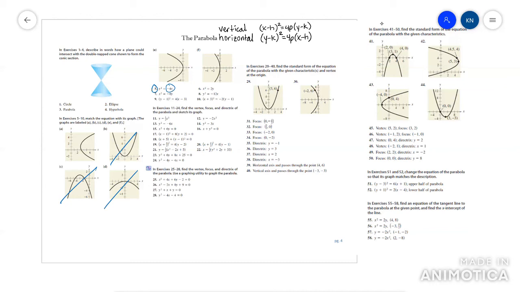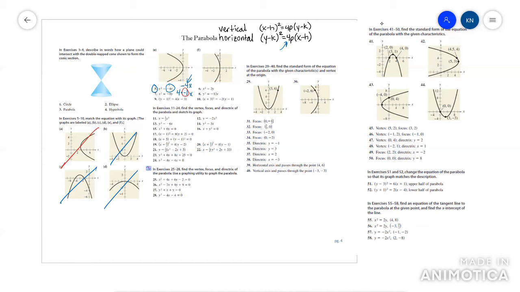That means my p-value: the equation by default is 4 times p, meaning whatever number's here, you have to divide by 4. So it'd look like 4 times negative 1, then x. This negative 1 would be your p-value. So that means it's a negative y squared. It's got to open to the left. So this guy's out. So it's one of these two problems.